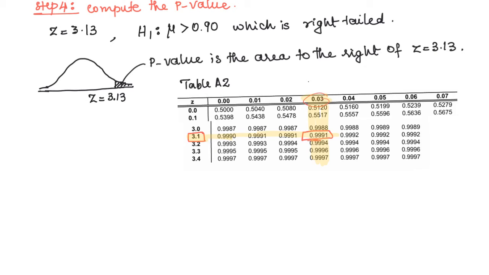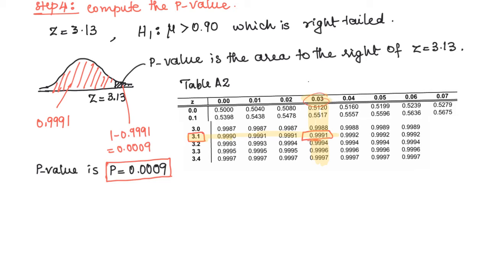Using table A2, we can find the area to the left side of this z. That means the area of this region is 0.991. So the area of this part will be 1 minus the area of the left side. So that is the p-value.